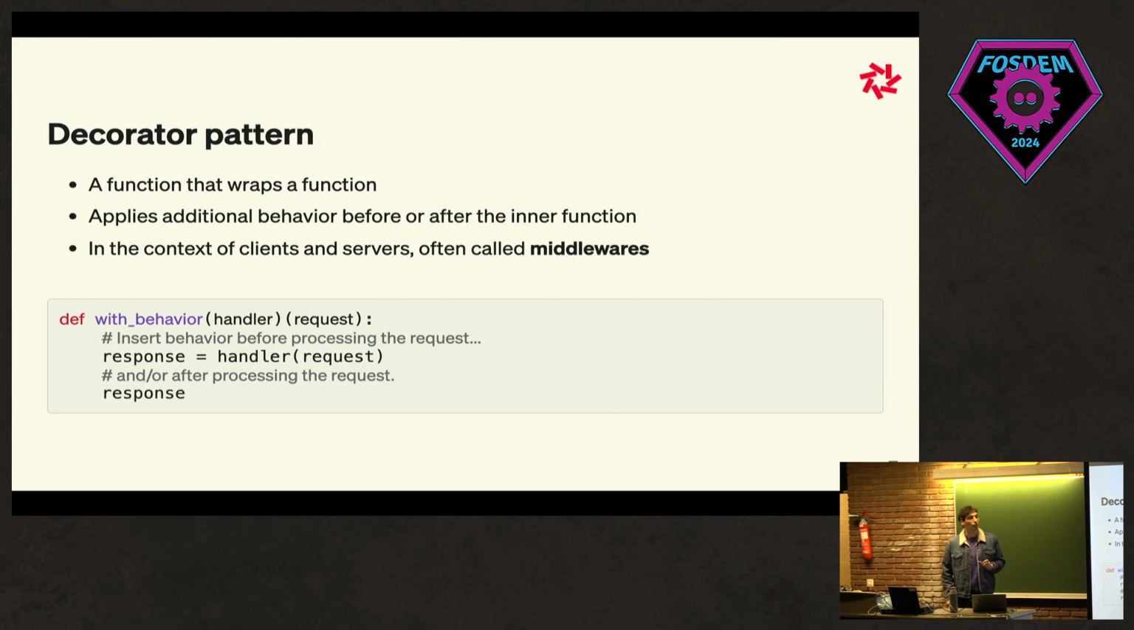For the purpose of this talk, we're specifically interested in decorators. So the decorator pattern is basically when a function or a class wraps another function. It applies new behaviors before or after calling the inner function. It doesn't know about that inner function. It's totally opaque, and it doesn't matter. We don't care. It doesn't modify the behavior of the inner function. And you've used decorators sometimes with different names, very often middlewares in the context of clients and servers, proxies. This is a term that comes up a lot.